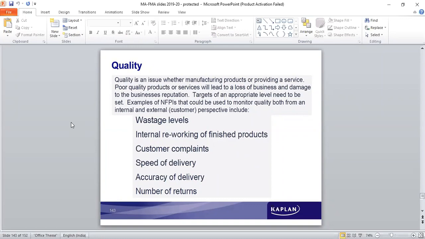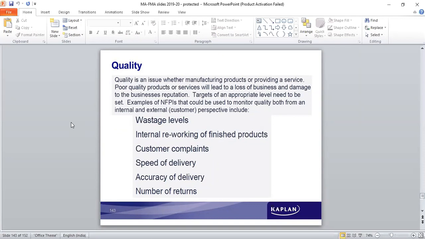Examples of non-financial performance indicators, NFPIs, that could be used to monitor quality, both from an internal and external source, are: what are the wastage levels, internal reworking of finished products, that is, when they produce the final product which is produced is a defective one.